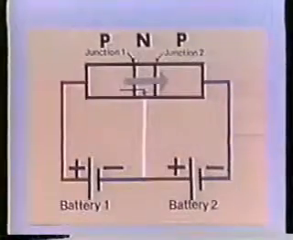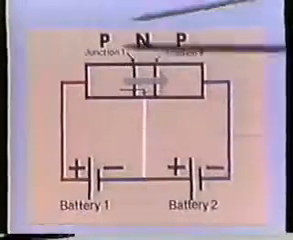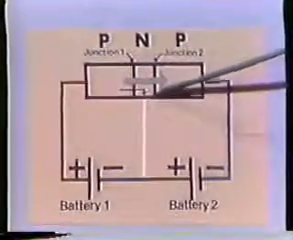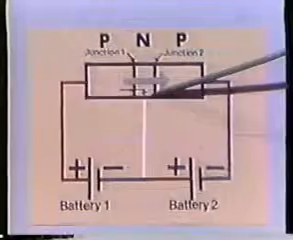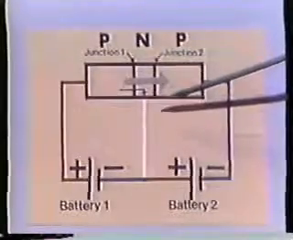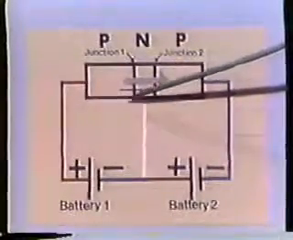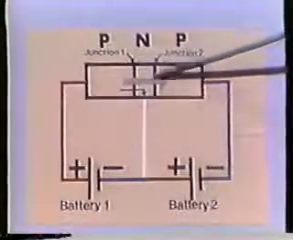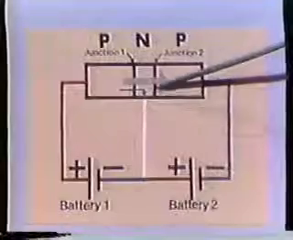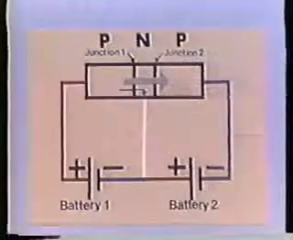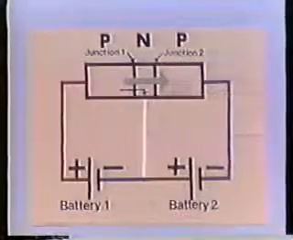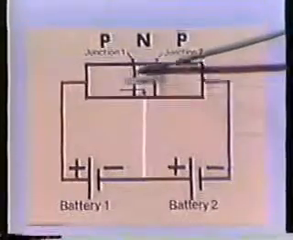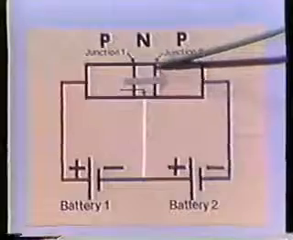A small voltage drop will occur across the forward biased Junction 1, and a large voltage drop will occur across reverse biased Junction 2. If the current through Junction 1 is changed, the current through Junction 2 will also change. A change in current will cause a small change in the voltage drop across Junction 1 and a much larger change in the voltage drop across Junction 2.